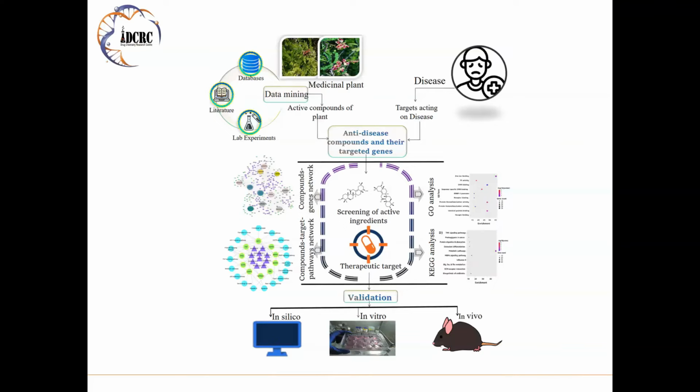One thing important here is to go for more customized data sets for the plants and to predict the targets of those particular phytoconstituents. Okay, because for most of the plant constituents the targets are not available. So you can go for similarity-based target prediction.